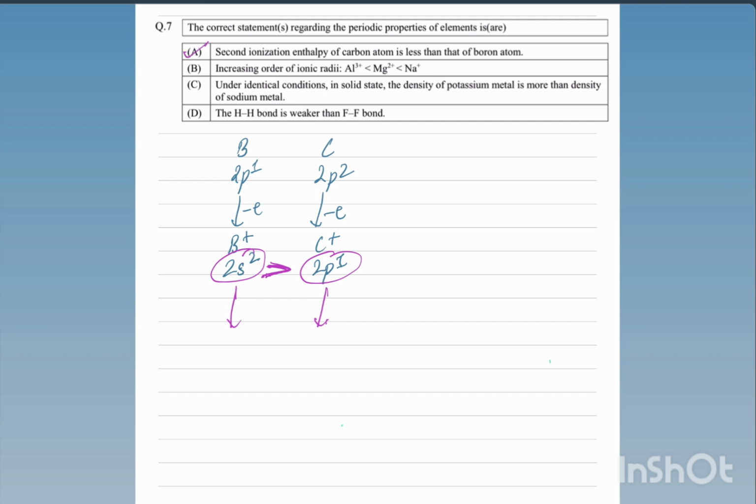So the statement is correct. A statement is correct because it is saying the second ionization enthalpy of carbon is less than that of boron. That is correct. The B statement is saying the increasing order of the ionic radii.